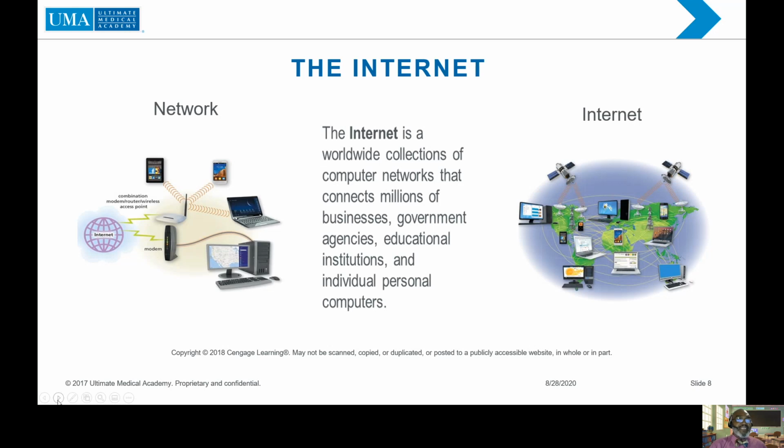So the internet is simply a worldwide collection of computer networks that connects millions of businesses, government agencies, educational institutions, and individual personal computers. That computer you're using right now, it connects all of that. Now, how do we get that connection? Have a look over here on the left at a network. A network is basically a system of things that work together. You have networks all over. Let me show you how a typical network in your home will work.